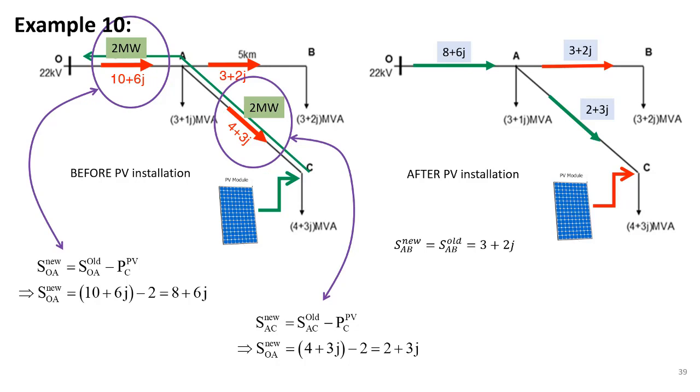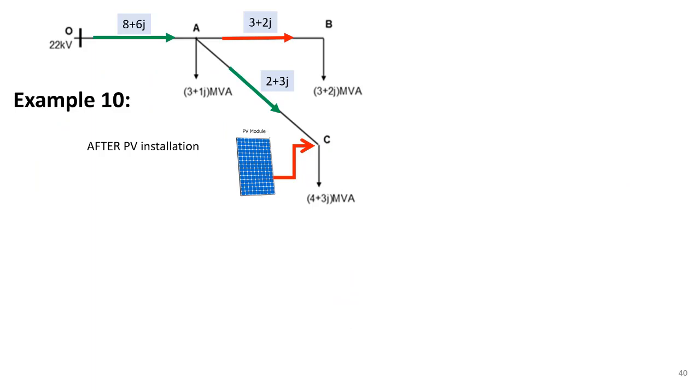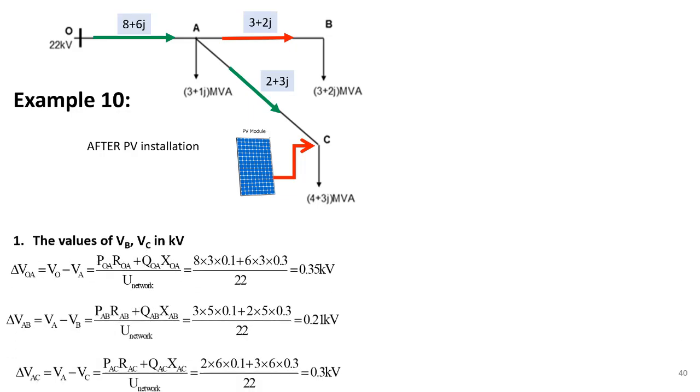Thus, the total power flow in branch OA of the two reverse directions, SOA new, is 10 plus 6J minus 2, and equal to 8 plus 6J. This is exactly the same result that we have achieved above. We do a similar process at node C and see that by using the superposition, the calculation looks clearer and simpler. O is still the balanced node. Accordingly, we developed calculation for all voltages and the total power loss as shown here.